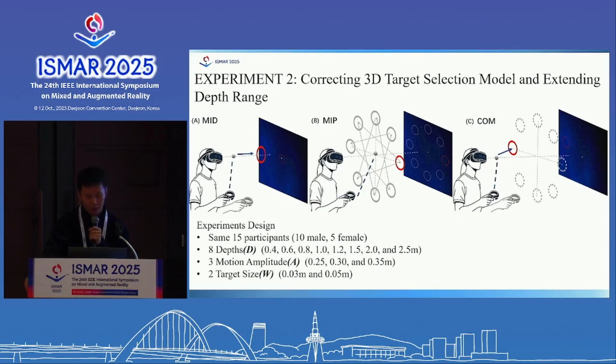Because we are studying interactions that are dynamic, we couldn't just use still targets. Instead, we broke down complex 3D movements into 3 basic motion types, as shown in the figure. First is motion in depth, second is motion in plane, and the third is combined motion.